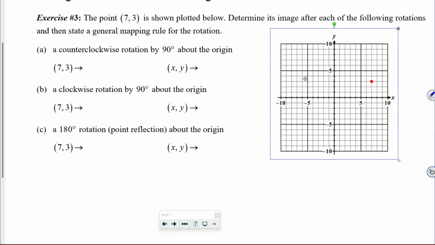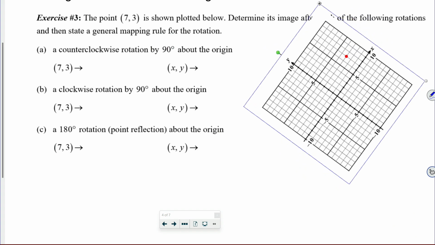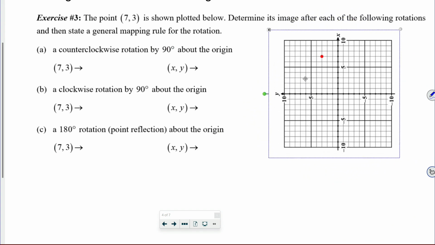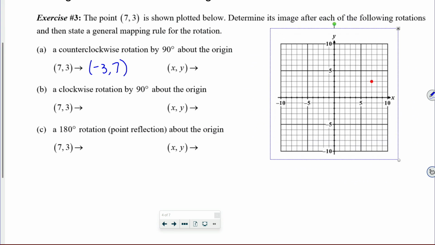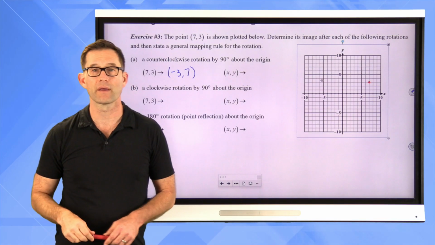So if I take this and I rotate it counterclockwise about the origin by 90 degrees, all right, I end up seeing that (7, 3) ends up mapping to (-3, 7). All right? I don't need to particularly plot it. I just want to know where it ended up going, right?